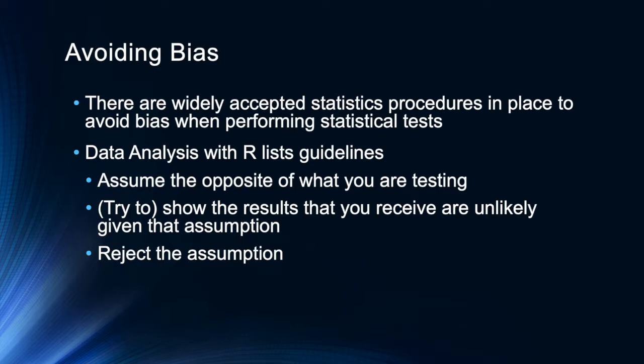I have a book for this class. It's optional, but it would help you get a grounding. So this isn't the first time you've seen this. But Data Analysis with R, the textbook that I assigned, says to assume the opposite of what you're testing, try to show that the results you receive are unlikely given that assumption, and reject that assumption. That'll make more sense in a second.